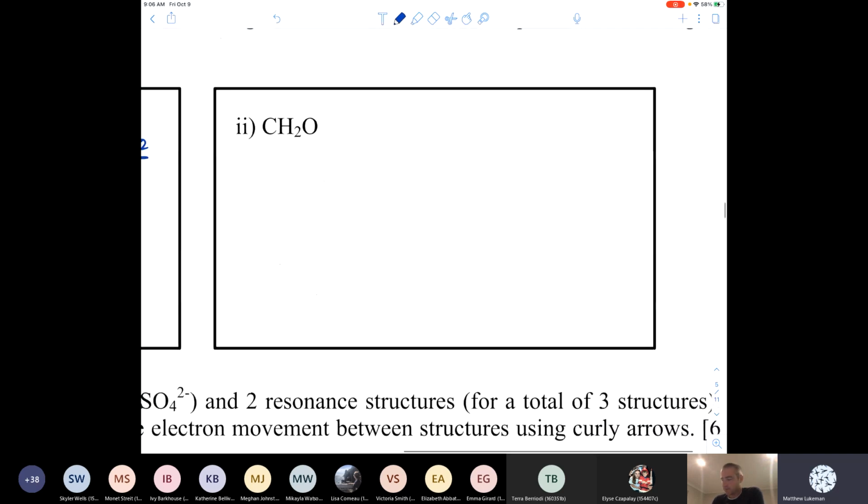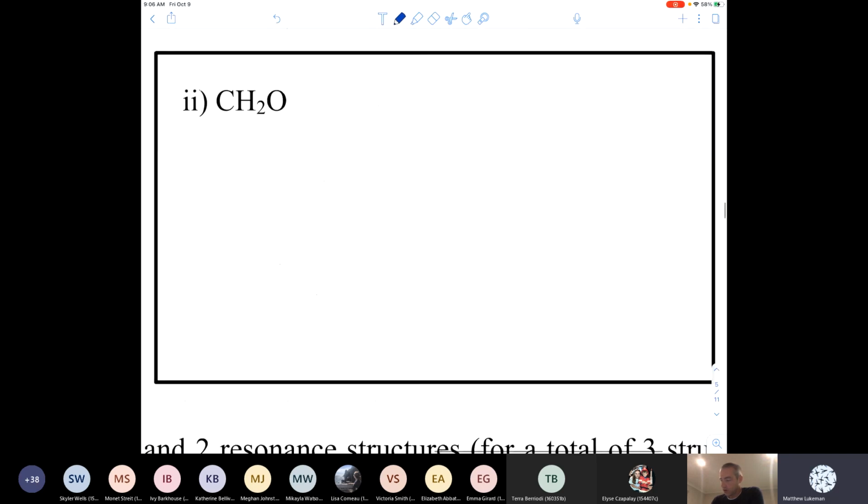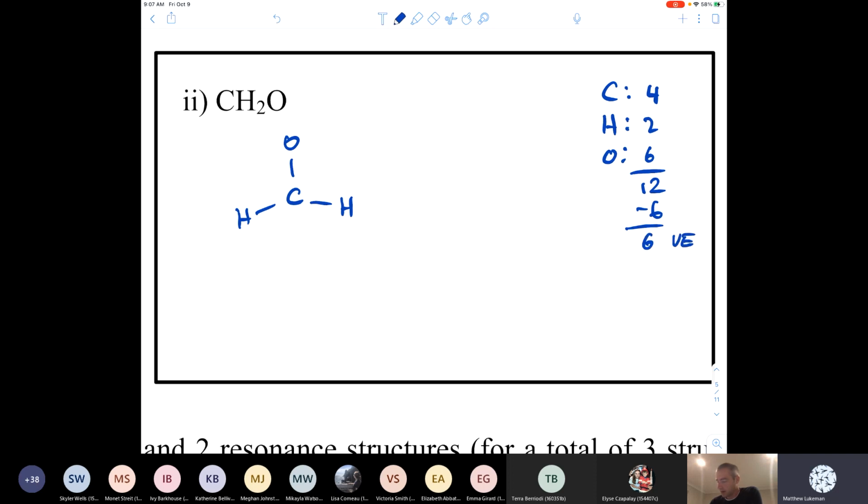CH2O is the next one. So CH2O, we're going to use C as a central atom. O, H, H. If you add up valence electrons, carbon gives you 4. Hydrogens give you 2 because there's 2 and they're 1 each. Oxygen gives you 6 for a total of 12. Minus 6 for the bonds we've already drawn leaves 6 valence electrons behind. And those 6 valence electrons we use to fill outer atoms. We'll start with the only outer atom that needs electrons. And that uses up all the electrons we have.